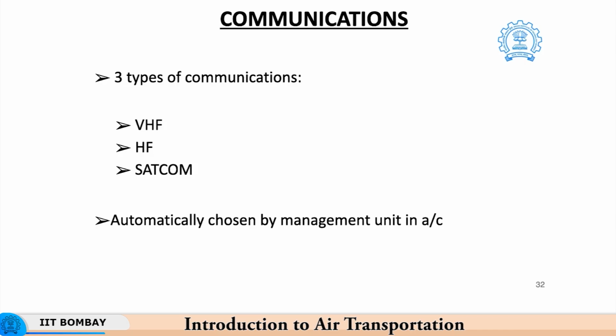So, for instance, if an aircraft is in close vicinity of an airport, the management unit will switch on to the VHF mode. If the aircraft is operating in an oceanic area or the Atlantic region, it will switch on to an HF mode, whereas if the aircraft is in a region where both these communications are not available, it will automatically switch on to the SATCOM communication mode.